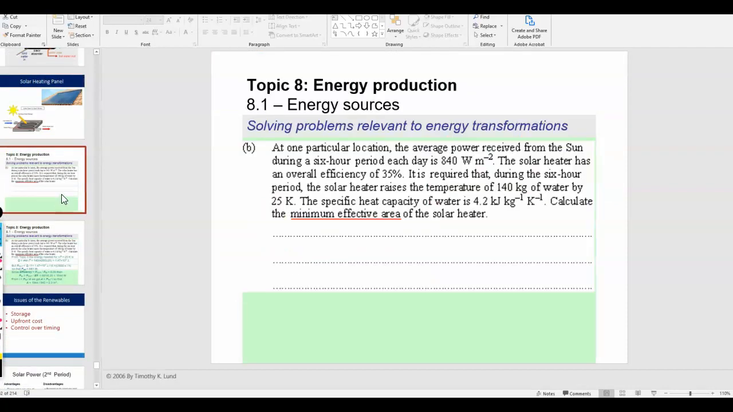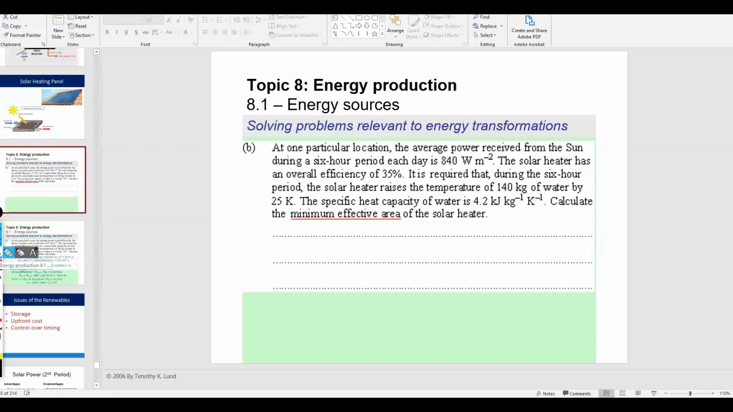All right, so just to show you a calculation problem with that, let's take a look at this. At one particular location, the average power received from the sun during a 6-hour period each day is 840 watts per square meter. The solar heater has an overall efficiency of 35%. It is required that during the 6-hour period, the solar heater raises the temperature of 140 kilograms of water by 25 Kelvin. The specific heat capacity of water is 4.2 kilojoules per kilogram per Kelvin. Calculate the minimum effective area of the solar heater.